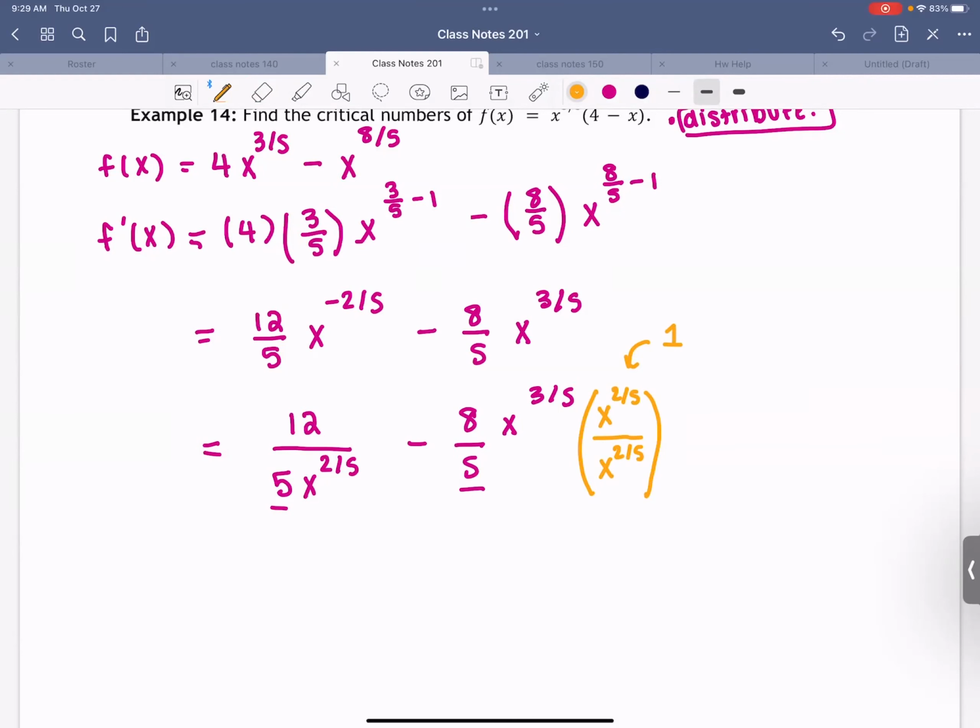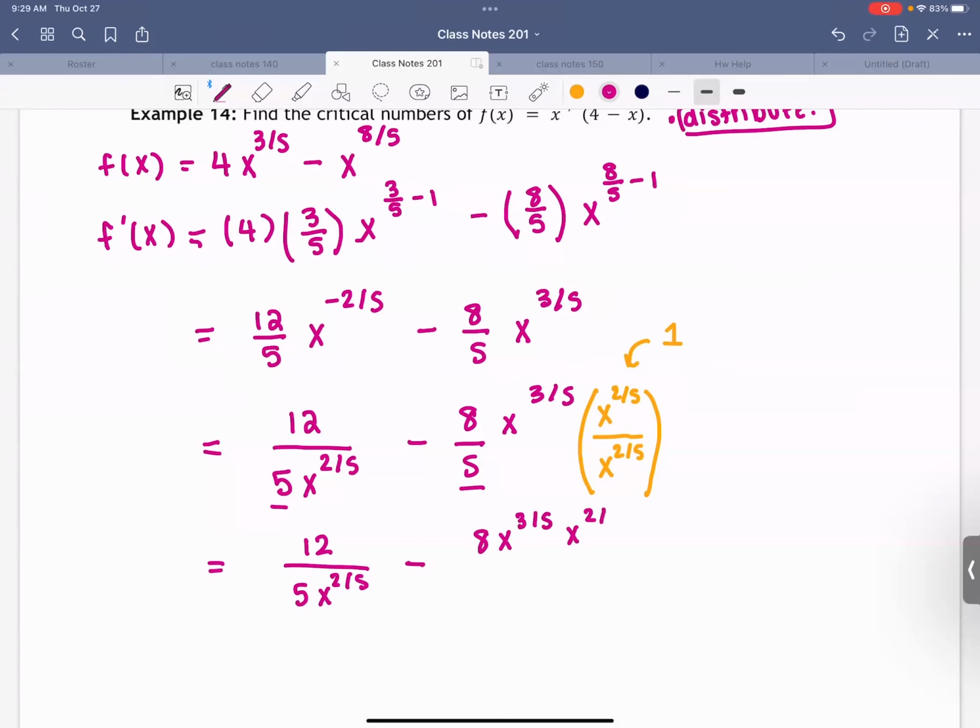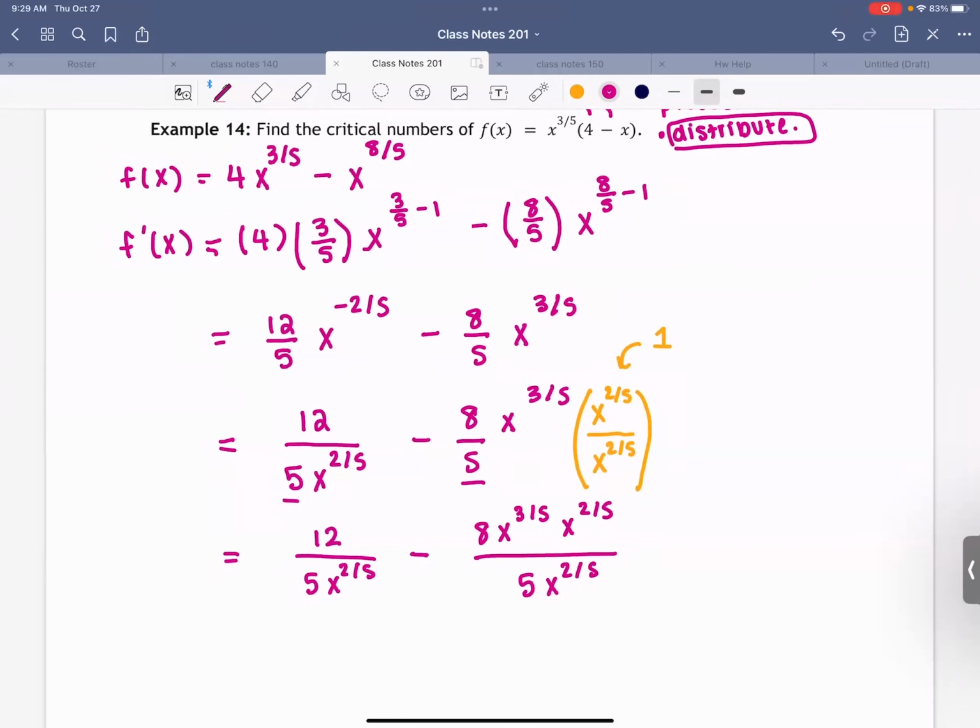Okay. So the reason I did that is this makes this 12 over 5x to the 2/5 minus 8x to the 3/5 x to the 2/5 over 5x to the 2/5. So I just multiplied the numerator and the denominator. Okay, now the denominators are the same. It makes it really easy for us to subtract. But before I do that, what's x to the 3/5 times x to the 2/5?